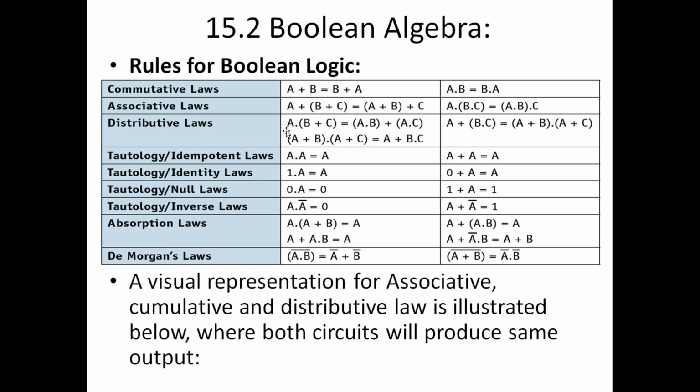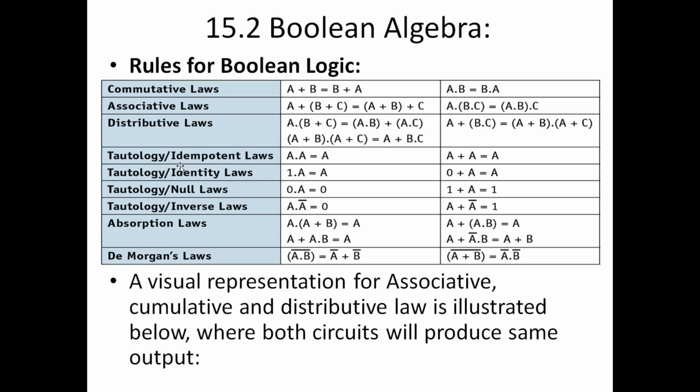Then we have the distributive law. A dot (B plus C) would be equal to AB plus AC. Basically, we are opening the bracket. A is multiplied by B, so it becomes AB, plus A is multiplied by C, it becomes AC. Similarly, (A plus B) multiplied by (A plus C) will be equal to A plus BC. You can solve it out yourself. And A plus BC is equal to (A plus B) multiplied by (A plus C). This is basically just simplifying the bracket.